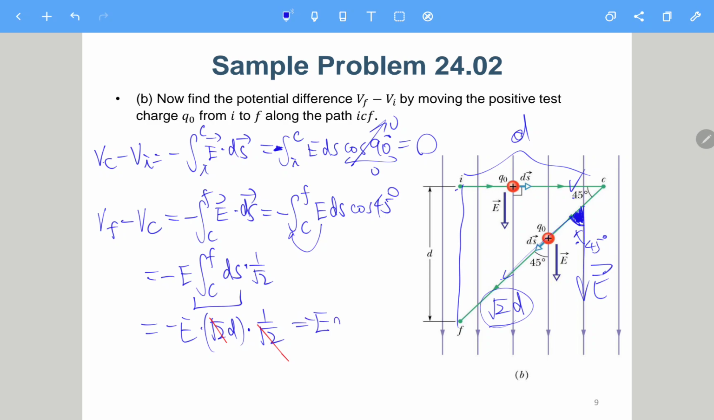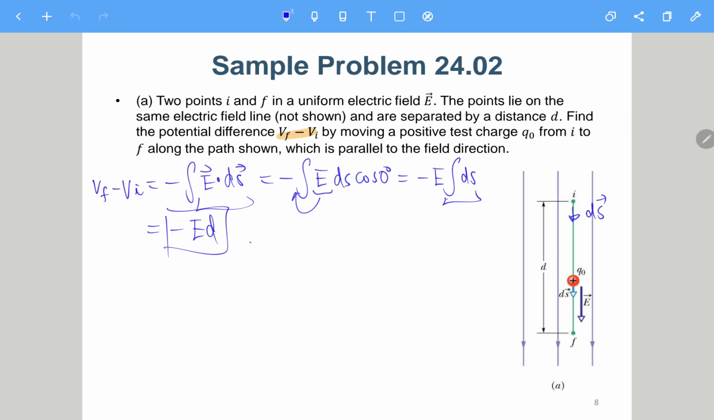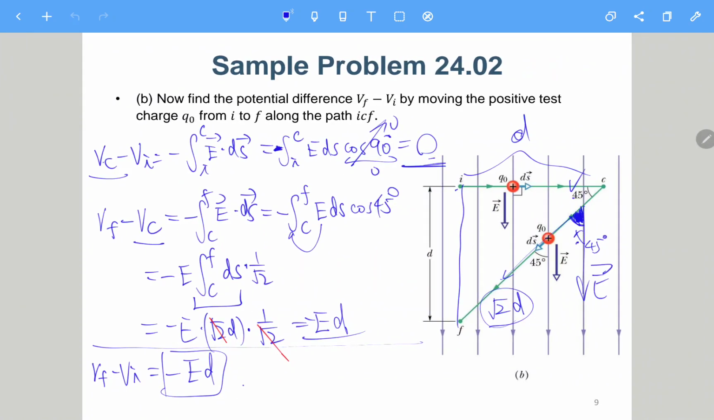Then we just add them together, and Vc and negative Vc cancel each other. We have Vf minus Vi to be 0 plus negative E d, which is negative E d. So we get the same result as before.